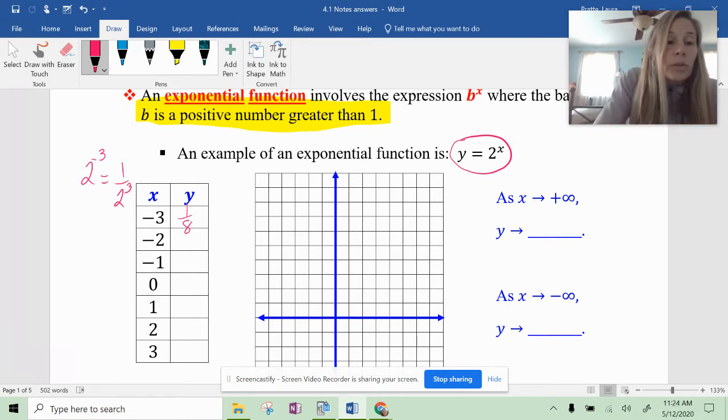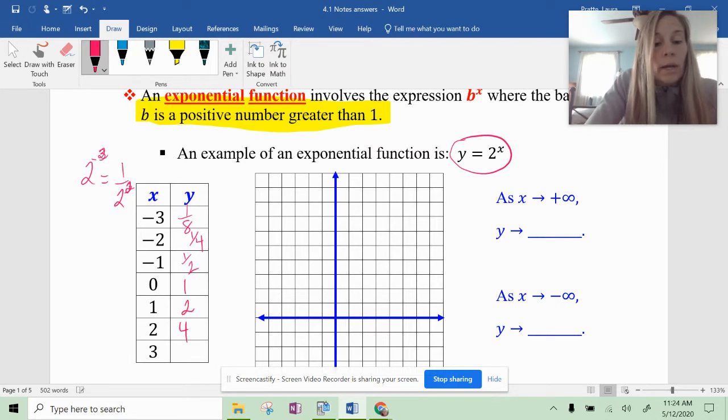So if you were doing 2 to the negative 2 power, then you'd have 1/2 squared, which is 1/4. And then you'd get 1/4 for the negative 2. Now, anything raised to the 0 power is always going to be 1. And of course, 2 to the first is 2, 2 to the second is 4, and 2 to the third is 8.